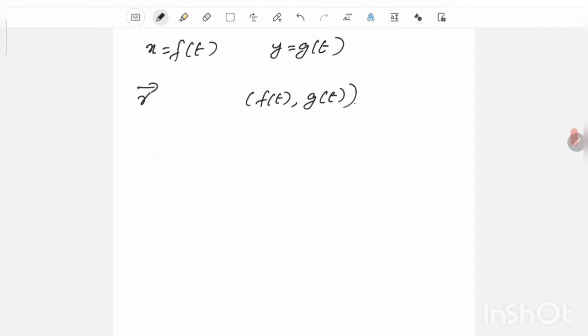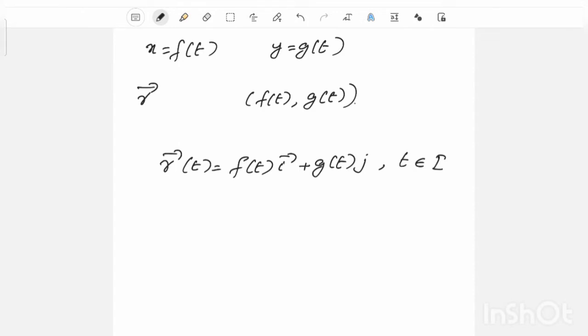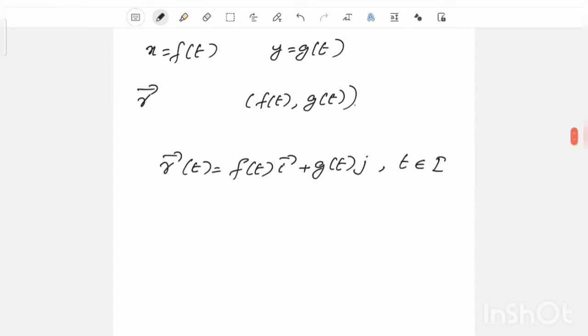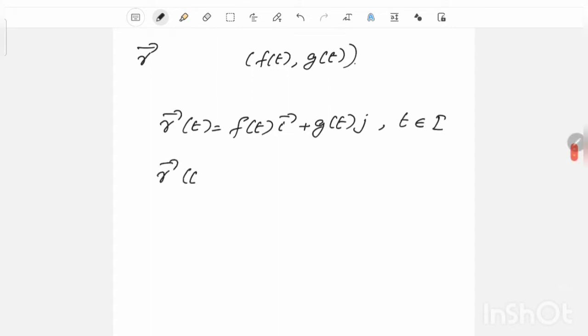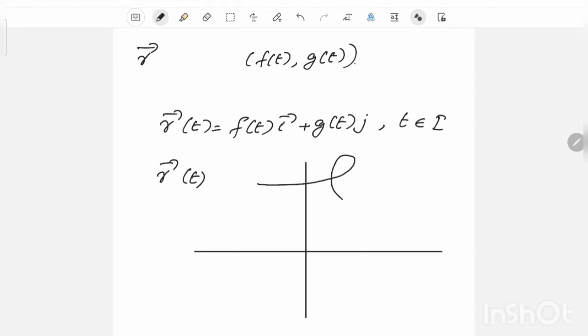In other words, vector r of t is equal to f of t i plus g of t j, where t is an element of I. As t takes on increasing values, the terminal point r of t traces the path of the object, which is a plane curve C. In other words, a plane curve can be traced by the terminal points of the vectors defined on a given interval.